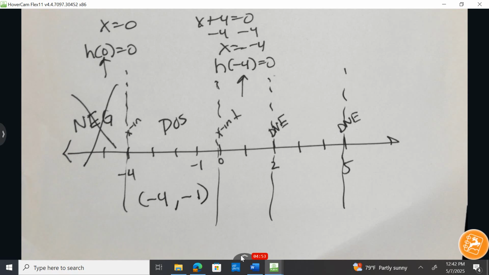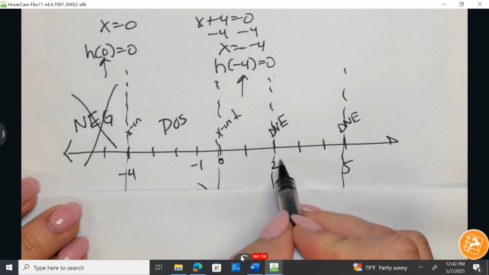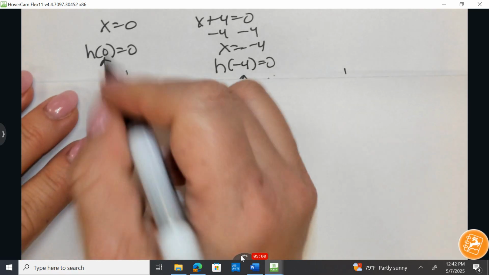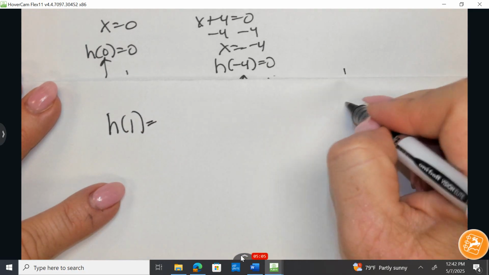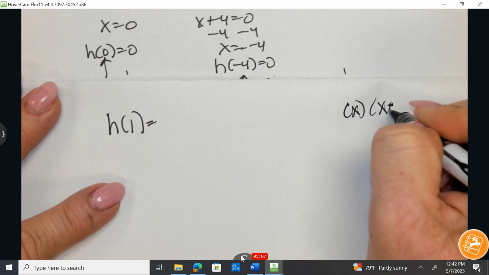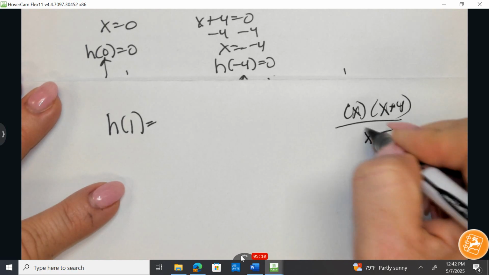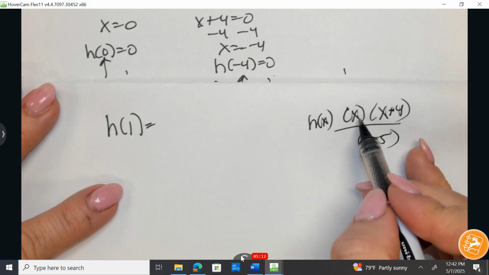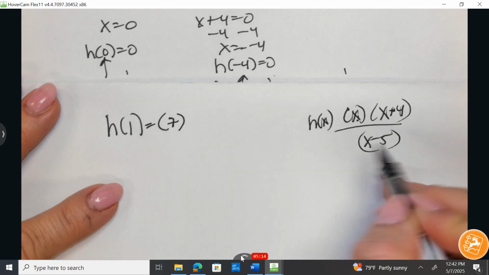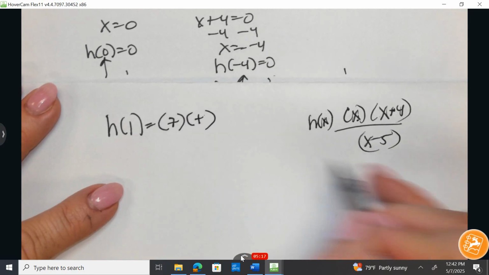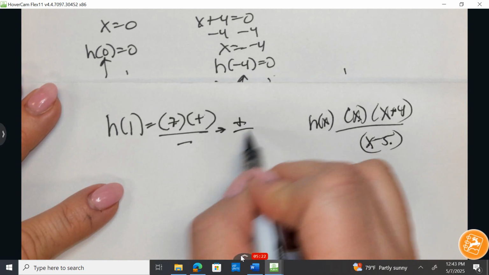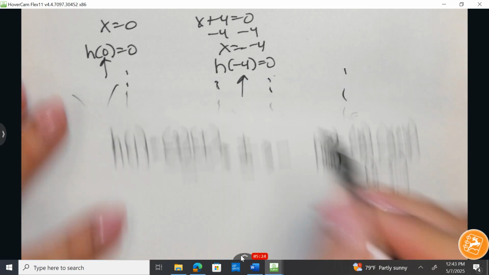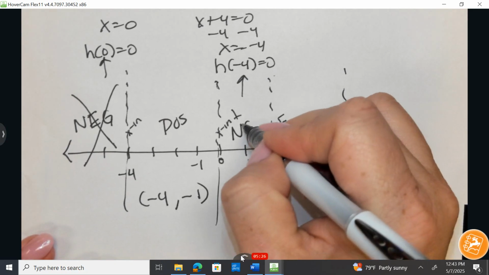Okay, let's look at the next one. Let me fold this down to provide myself a little more space. I'm going to choose something between 0 and 2, 1 being the obvious easy choice. So h of 1, remember this was the formula, x times x plus 4 over x minus 5. Plugging in 1, I have a positive. 1 plus 4 is 5, that's positive. 1 minus 5 is negative 4, that's a negative. Positive times positive is positive. Positive divided by negative is negative. So this produces a negative value.